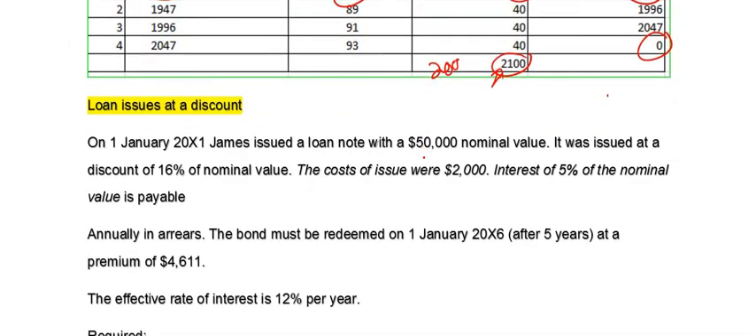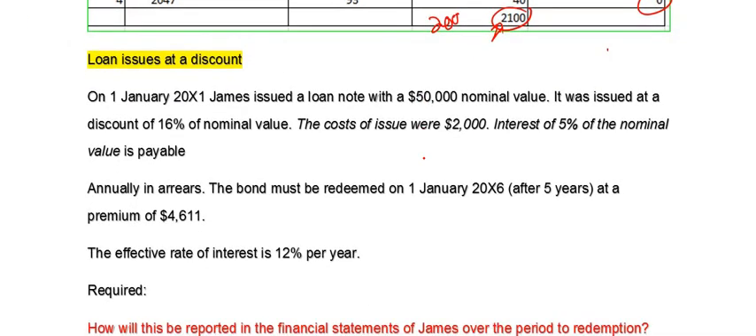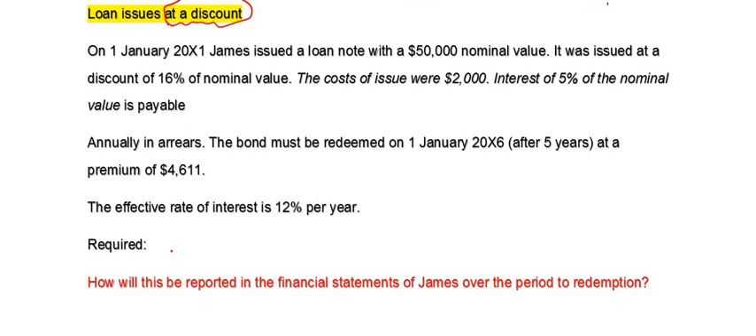Now we have another question, and this question is loan issued at a discount. So it means there is some discount at the loan issue. Now on 1st Jan, first you see what the requirement is. How will this be reported in the financial statements of James for the period up to the future redemption? It means how you record this for the period to redemption and in the statement of financial position.